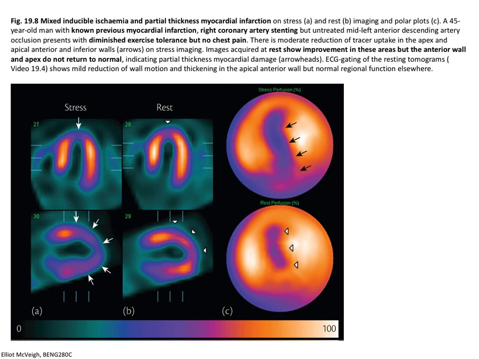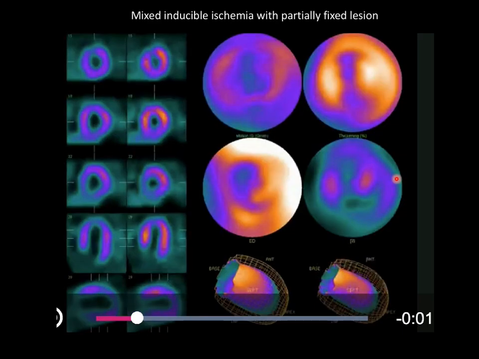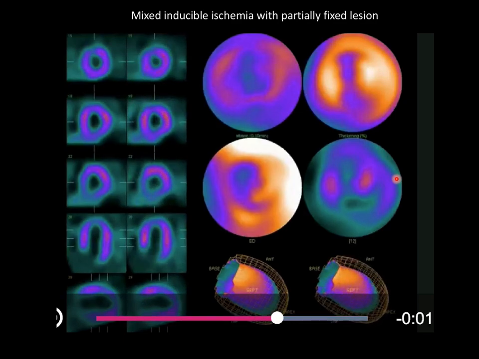Okay, I'm going to leave it up to you to read this one. You can read the caption and understand what the story is behind this stress and rest pair for this case. And then again, there's the functional estimate from the movie.